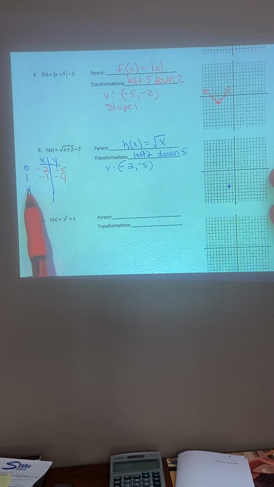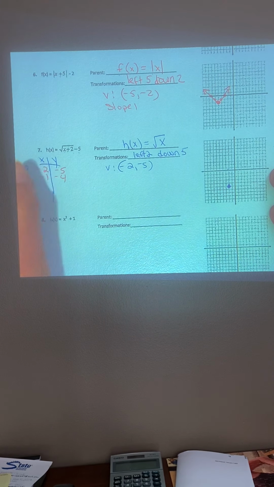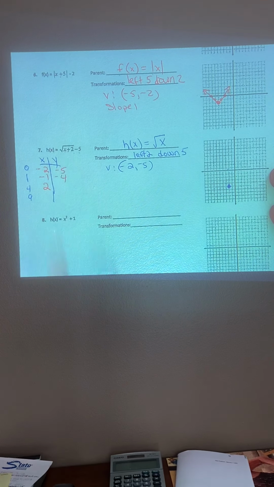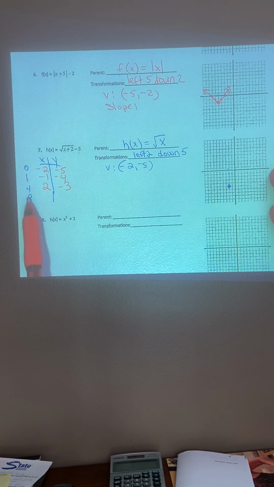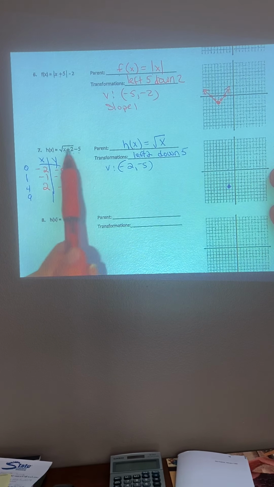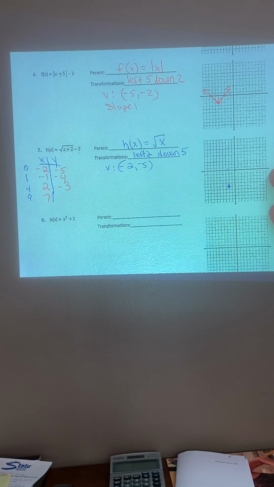How am I going to get the square root to come up with a 4? What plus 2 gives me 4? 2 plus 2 gives me 4. Square root of 4 is 2. 2 minus 5 is negative 3. And the last one, how am I going to get a 9? What plus 2 gives me 9? That's a 7. 7 plus 2 is 9. Square root of 9 is 3. 3 minus 5, negative 2.